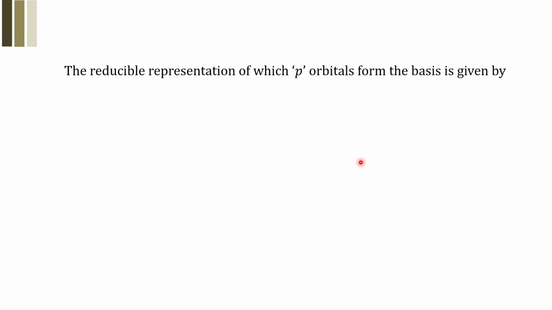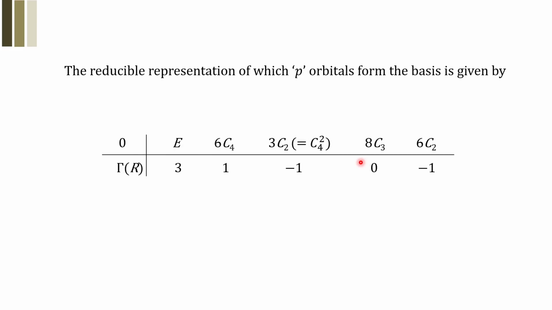So we have the reducible representations for which p orbitals form the basis, that we have actually seen now for the rotational subgroup: 3, 1, -1, 0, and -1. The first value 3 is there because there are 3 degenerate p orbitals. We are talking about p orbitals, and the rest are the rotational operations for which we are making a basis for a subgroup O of the major group OH.